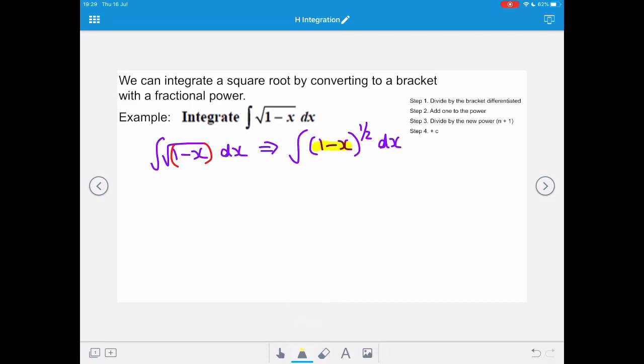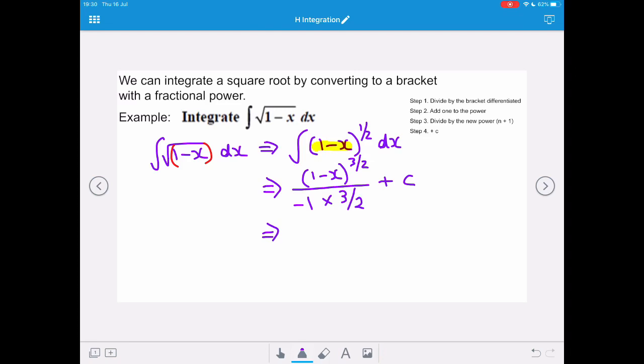Now the bracket that we're going to differentiate is 1 minus x, which differentiates to negative 1, so we're going to divide by negative 1. We're going to rewrite the bracket 1 minus x and raise the power by 1 to 3 over 2, and then divide by that 3 over 2, and then remember our constant of integration plus c.